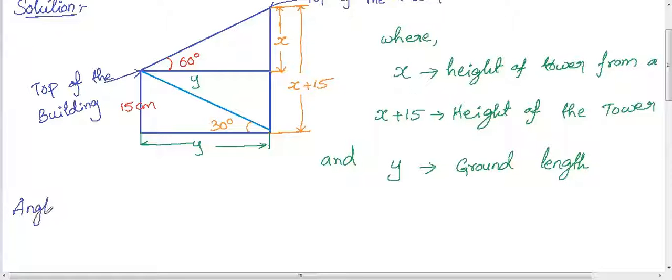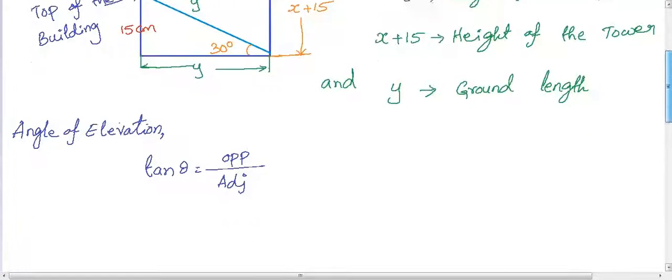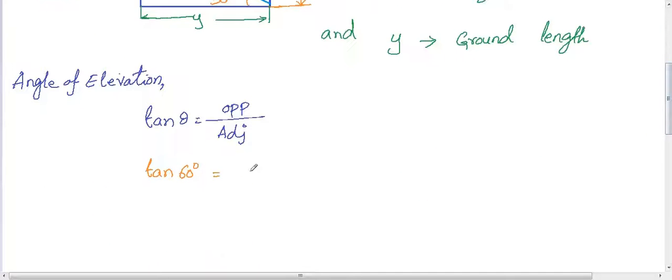two right angle triangles. Just take those triangles. First, let's take the angle of elevation, which is at the top of the building. In that, the angle is 60 degrees, the opposite side is x, and the adjacent side is y. We know that tan theta is equal to opposite divided by adjacent. So tan 60 degrees is equal to x divided by y. If we move y to this side, we get x is equal to y into tan 60 degrees.